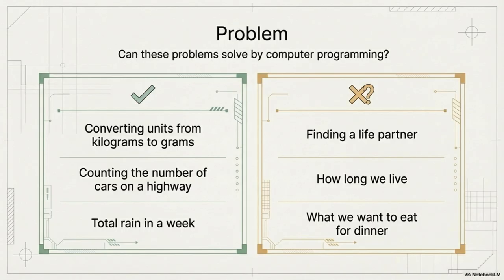Meanwhile, what are computers not good at? They are not good at subjective or life choices. For example, finding a life partner, deciding what you want for dinner or buka puasa, or predicting how long you will live. These lack the logical formulas that computers require.